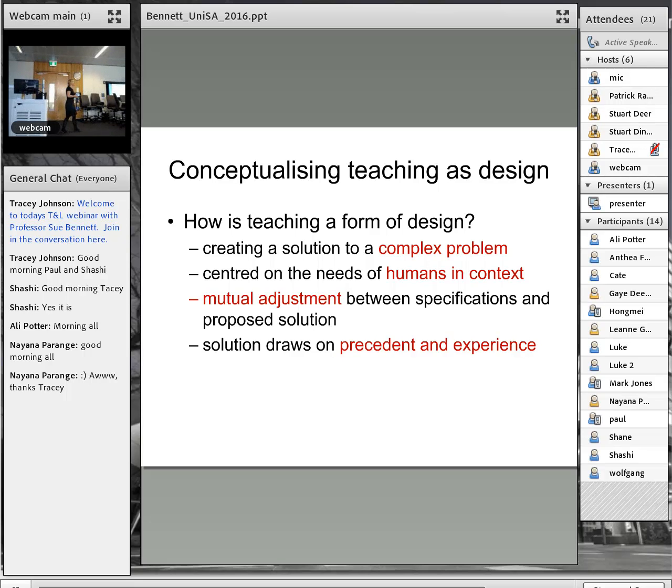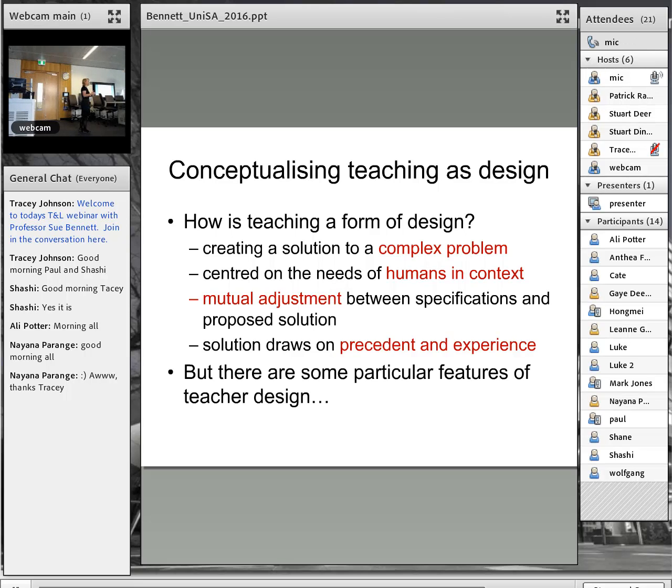Okay, so this idea of conceptualizing teaching as design is not really a new one. It's one that has recently emerged, and it's been particularly argued by people like Diana Laurillard and Peter Goodyear. So if we're starting off thinking about how teaching is a form of design, I've just put up on the screen 4 characteristics of design. These are characteristics of any kind of design activity that come from the design studies literature.